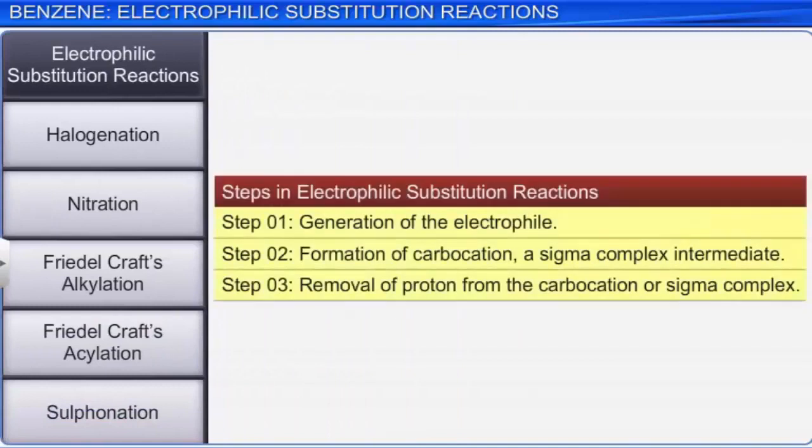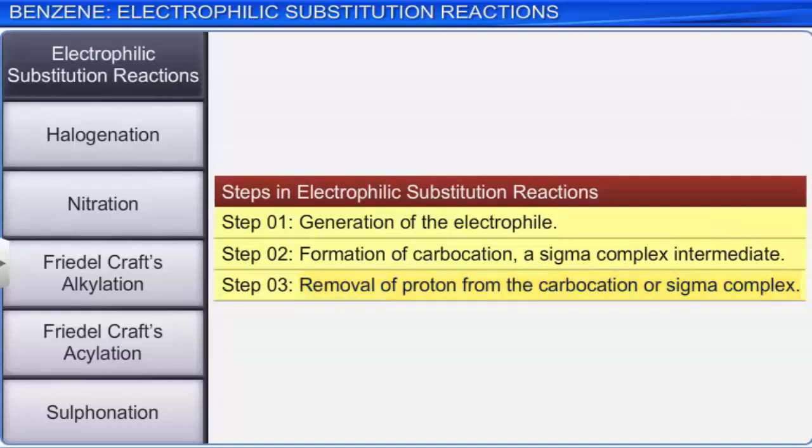Before we proceed into the detailed study of each type of reaction, let us have a look at the mechanism of a general electrophilic substitution reaction. A general electrophilic substitution reaction involves 3 steps. They are generation of the electrophile, formation of carbocation, a sigma complex intermediate, and removal of proton from the carbocation sigma complex.